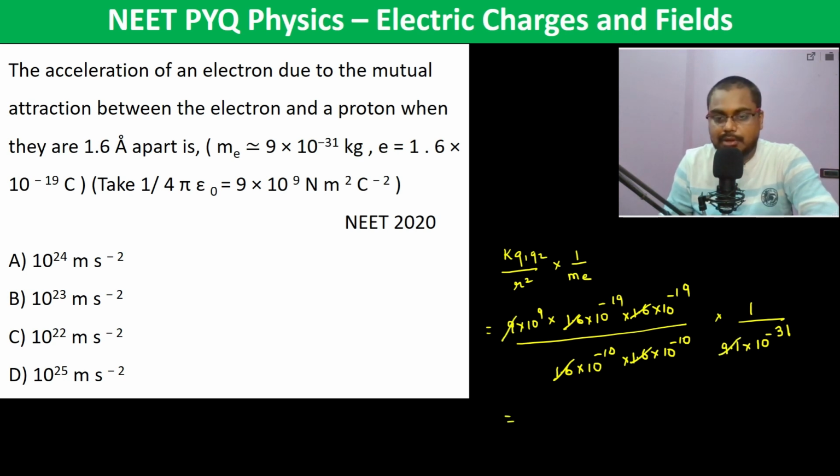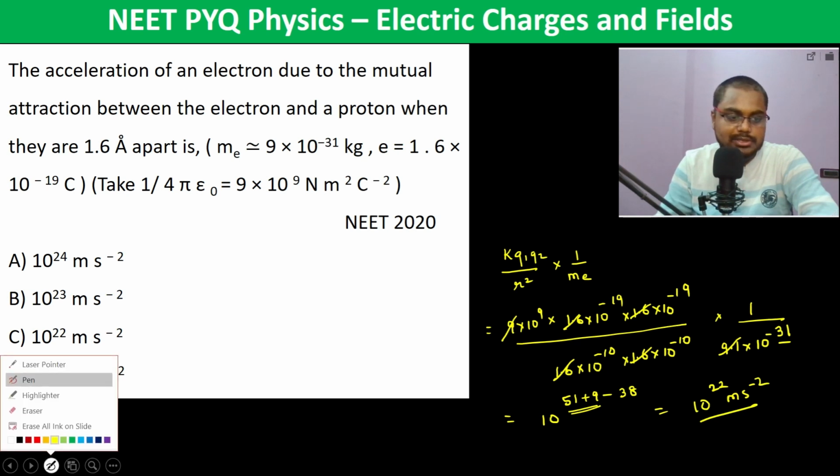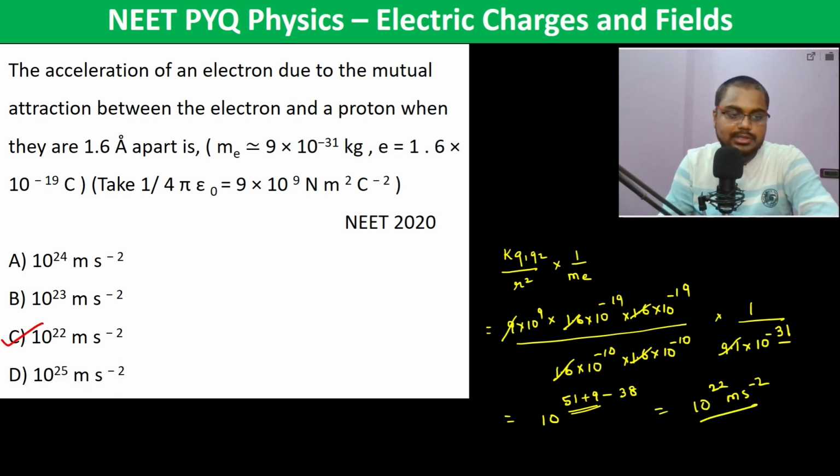So therefore this becomes 10 to the power, you have 31, so 20, 51 plus 9 minus 38. So 51 is 60 minus is 10 to the power 22 meter per second square. So the answer is going to be C. Thank you.